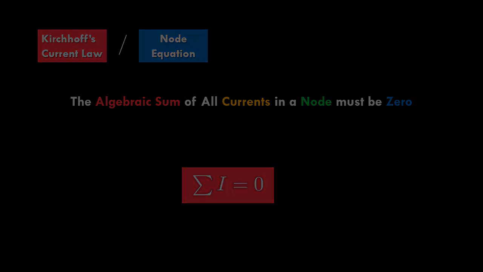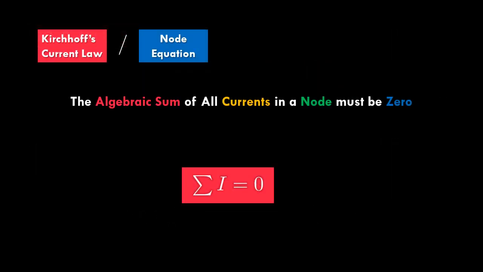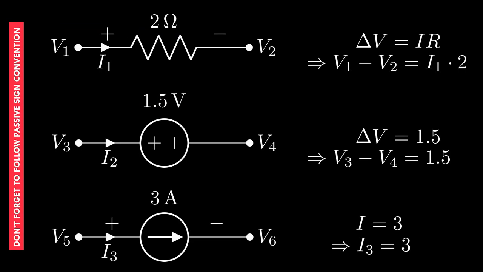Now, in the last lecture, I gave you guys two golden rules. I showed you equations you get from components, but I didn't actually show you the equations you get from nodes. KCL are those equations because KCLs are applicable in a node. So oftentimes KCL is also called node equation. By the way, here's a summary of all the component equations you have seen in the last lecture. Notice that I have followed passive sign convention in all of these cases. Current is flowing from positive terminal to negative terminal for all of these components.